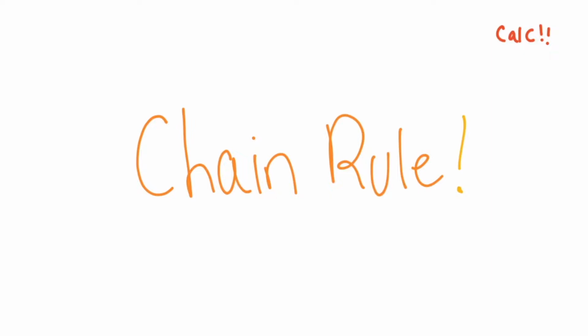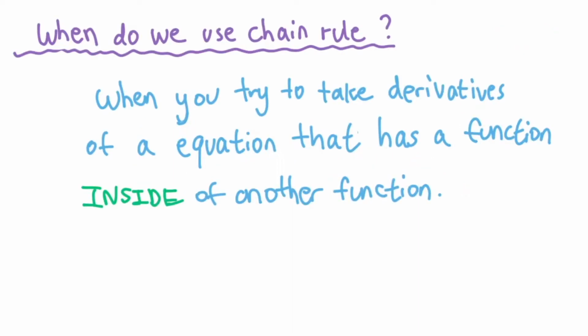Today we're going to talk a little bit about chain rule, right? A lot of people are so confused, so let's talk about when do we use chain rule, what is chain rule, and some examples to apply chain rule. So when do we use chain rule? You use chain rule when you try to take a derivative of an equation that has a function inside of another function, right? And that might sound a little bit strange. So let's talk about exactly what it is.